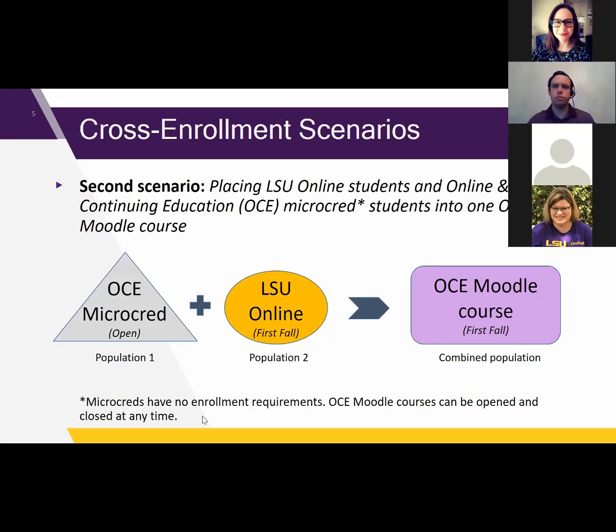And so we can do the same thing with LSU Online students. So if you have an LSU Online course that is also one of your micro-credential courses, you can combine those students, but they have to be combined in OCE Moodle because of what I said earlier about some students not having the SSO abilities, not having the LSU credentials. And I know this doesn't apply to a lot of people, but I just wanted you guys to be aware of this process.